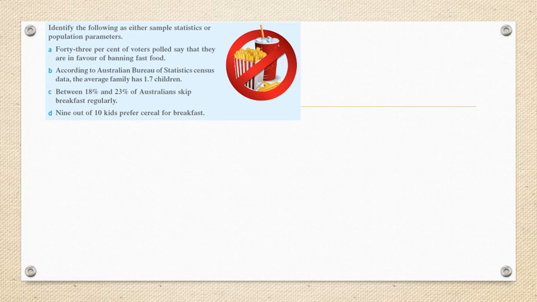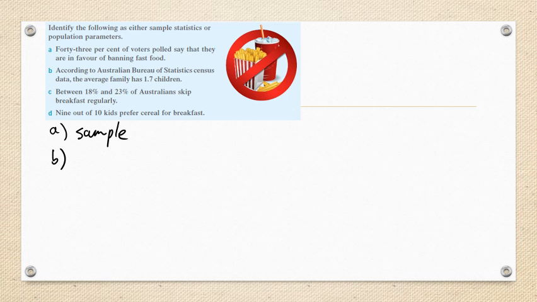Identify the following as either sample statistics or population parameters. A sample statistic would be when you have a small sample out of something, and the population parameter would be for the entire population. A: 43% of voters polled say they are in favor of banning fast food. Now, because it says polled, it's going to be a sample.